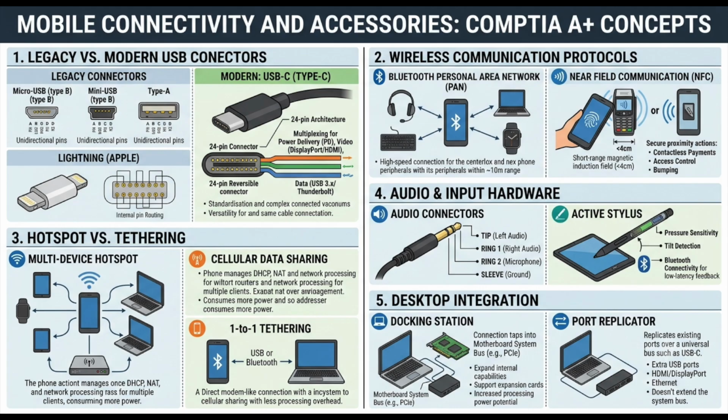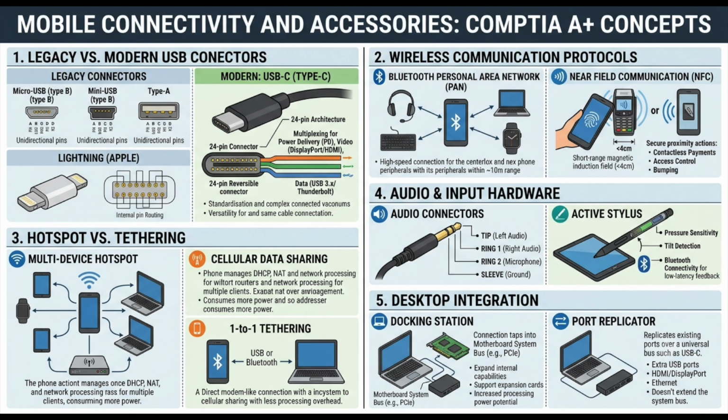A hotspot turns your smartphone into a full-fledged Wi-Fi router. It takes your cellular data connection and broadcasts a Wi-Fi signal to many devices. So your laptop, your friend's tablet, maybe another phone. Right. But tethering, on the other hand, is a strictly one-to-one relationship. You are sharing your internet connection with just a single device, usually routed over a dedicated Bluetooth link, or even directly through a physical USB cable.